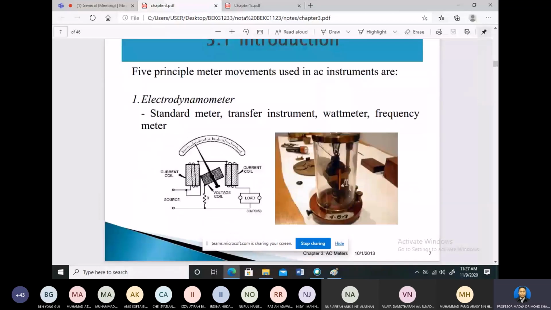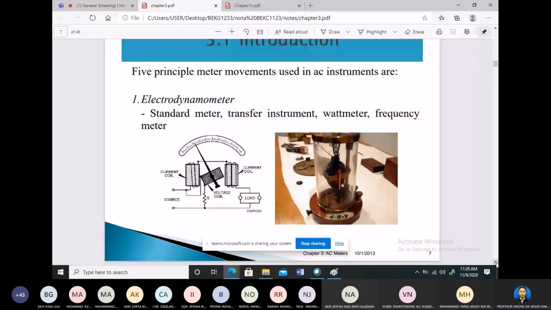So next we go for the 5 principal meter movements used in the AC instrument. As I mentioned to you, first we have the electrodynamometer. You just need to know what the 5 principal movements are. The principle you can read by yourself. You have to know what the meter movement for the AC instrument is. First, we use the electrodynamometer.